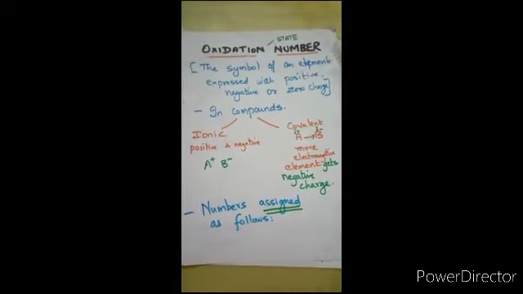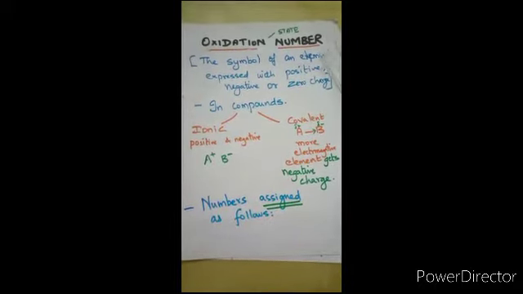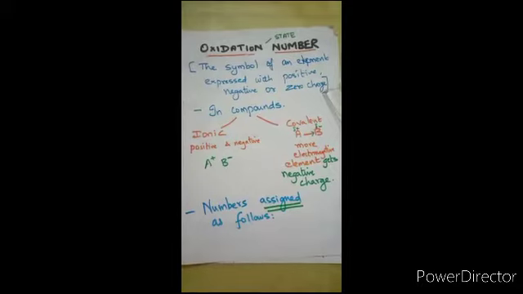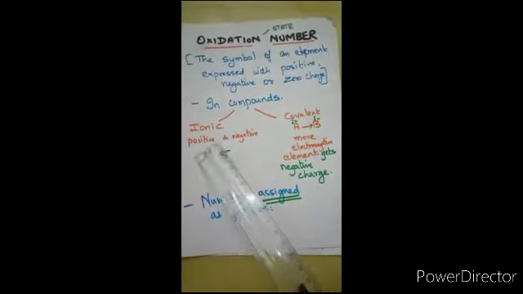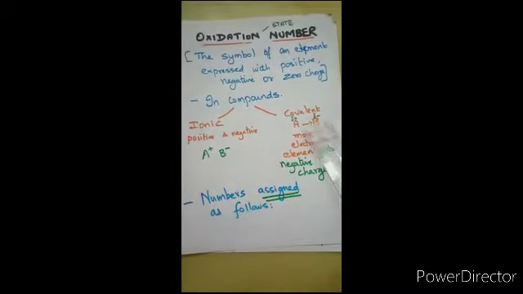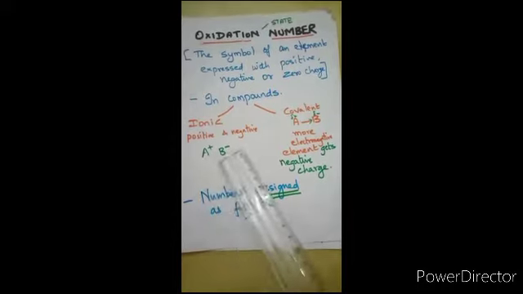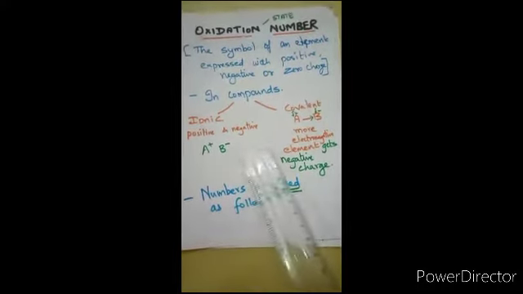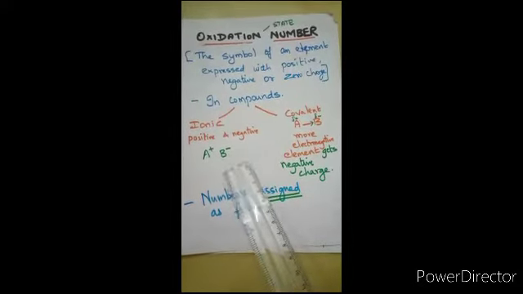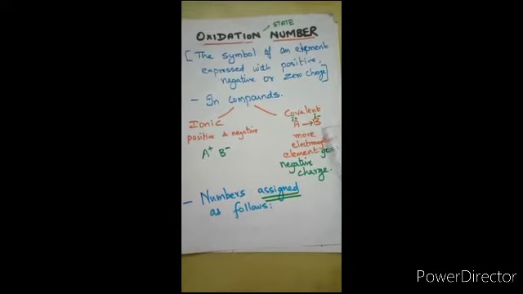Now, when we come to this oxidation number, it can be positive, negative or 0. We have two types of compounds in chemistry: ionic compounds and covalent compounds. Ionic compounds by nature are bipolar. There is a positive charge and a negative charge. Covalent compounds, on the other hand, are formed by the sharing of electrons equally.